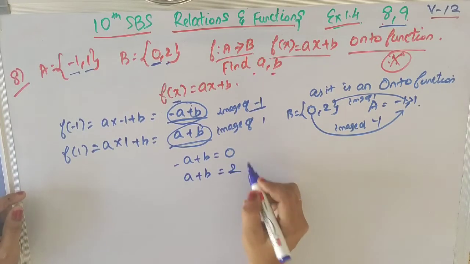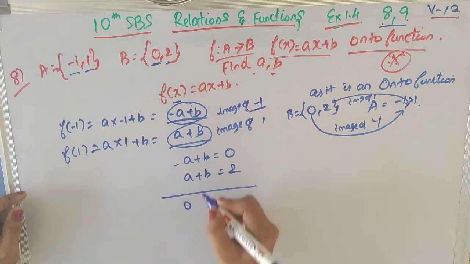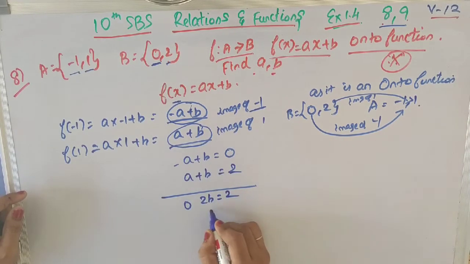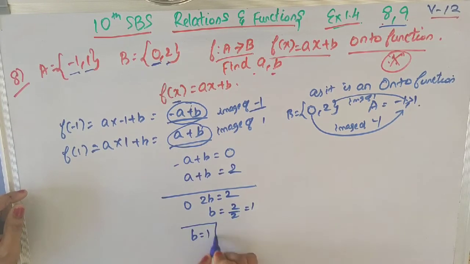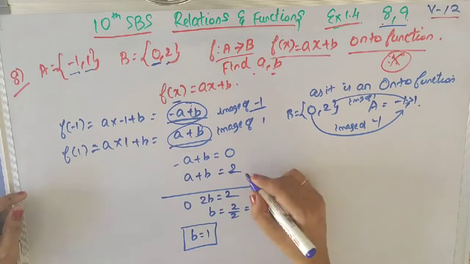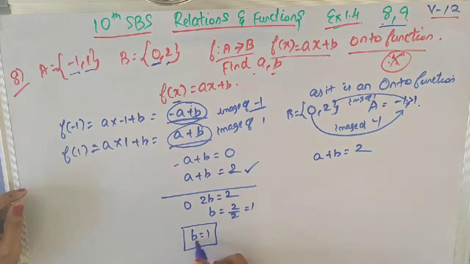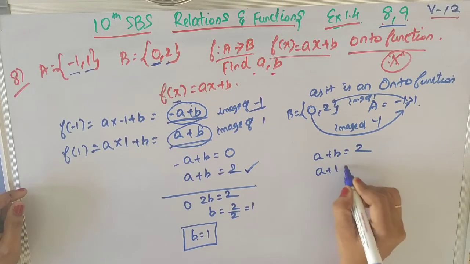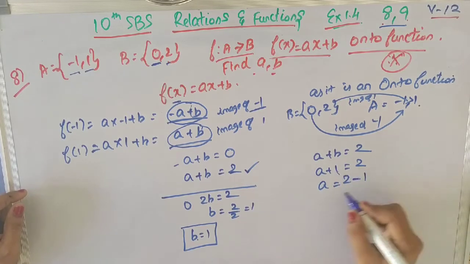So, we are adding these two equations. Minus a plus a is 0, so 2b is equal to 2. So, b is equal to 2 by 2, which is equal to 1. So, b is equal to 1. Now, I am taking one of these equations, that is a plus b is equal to 2. I am substituting the value of b. So, a plus 1 is equal to 2. a is equal to 2 minus 1, which is 1.